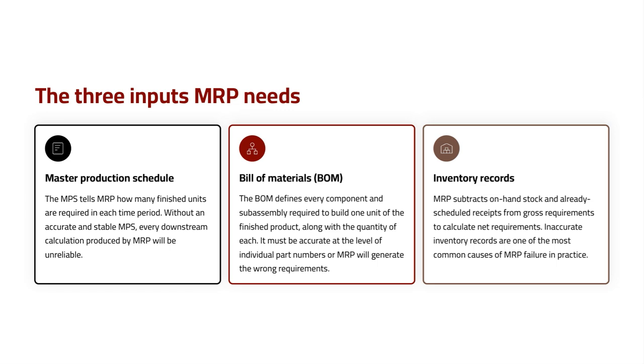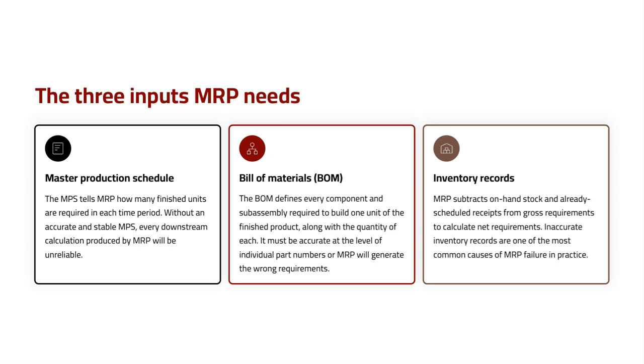Next, we have the Bill of Materials, or BOM. The BOM defines every component and subassembly needed to build one unit of the finished product, including the quantity of each. Accuracy here is crucial because any errors at the part number level will lead MRP to generate incorrect material requirements. Finally, MRP relies on inventory records.